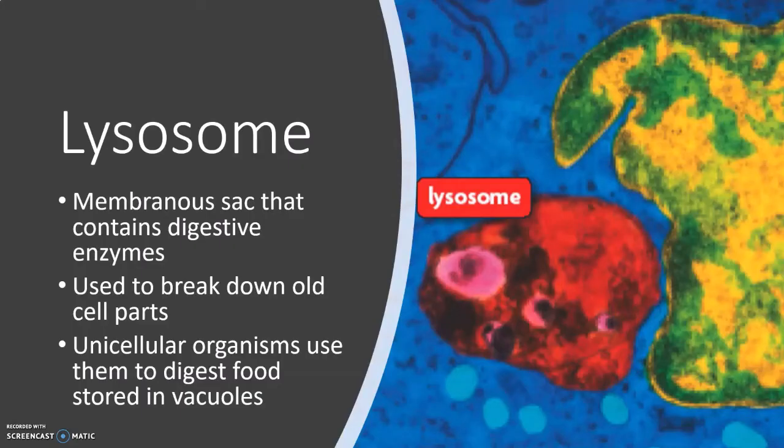Next, we have a lysosome, another membranous sac, but this time it specifically contains digestive enzymes. Those enzymes can break things down, whether it's old cell parts, maybe there's a damaged organelle that the cell needs to break down and recycle. This can also be used by unicellular organisms if they are digesting their food because it contains digestive enzymes. So anytime something needs to be broken down in a cell, a lysosome can fuse with that thing and release its digestive enzymes and break that thing down.